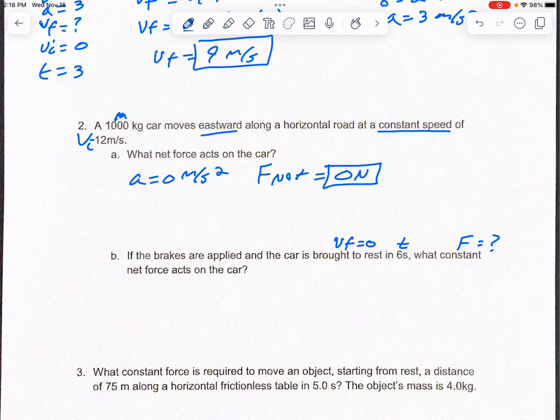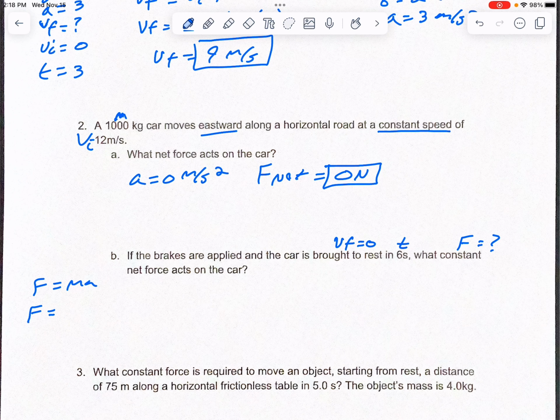Now, good thing is do not get constant speed and constant force mixed up. A lot of times students just see that constant and they just assume F net's 0. Okay, that is only if you're at a constant velocity. We're just wanting to know what is the constant force you have to apply to bring that car to a stop. So we're looking for F. We know F equals ma.